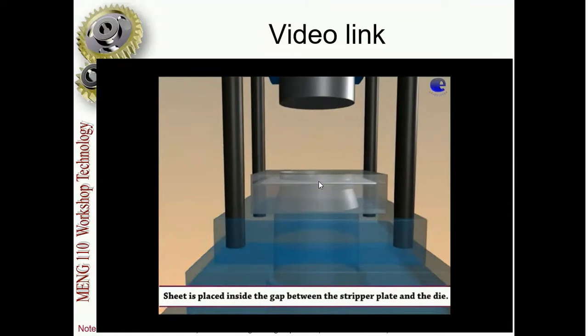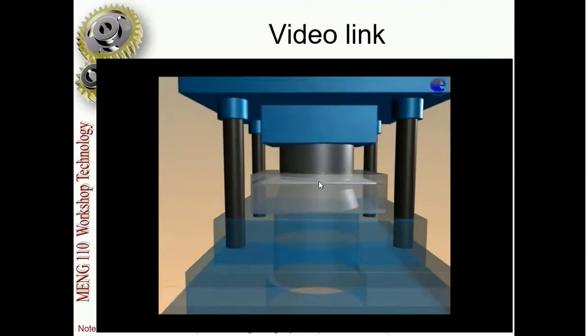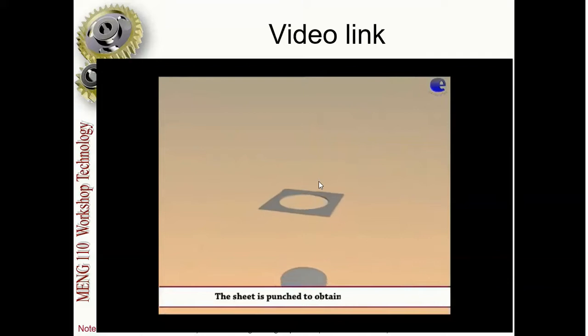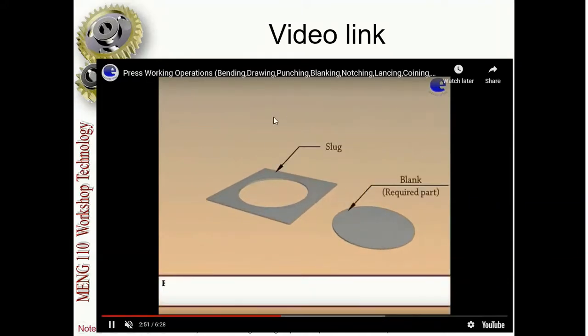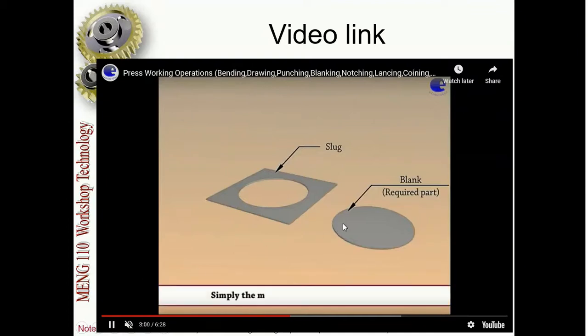Now the punch will come down. Okay. The punch is coming down and the metal is cut. Now the cut part is the required part, and the remaining part is the waste. So this is the difference between punching and blanking.